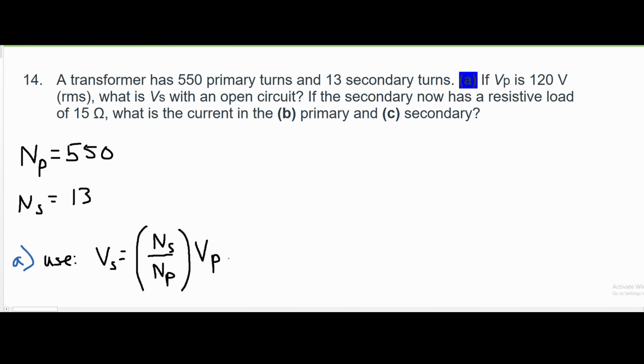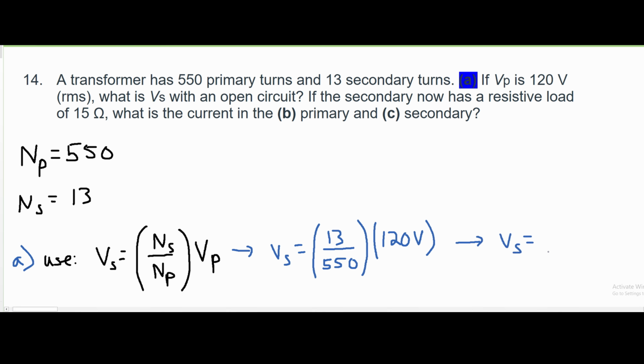From here we can start plugging in our values. We get that our number of secondary turns is 13 over our primary turns, which is 550, and this is all being multiplied by our V of P, which is 120 volts. From here we get that our V of S is approximately 2.84 volts, and this is the answer for part A.